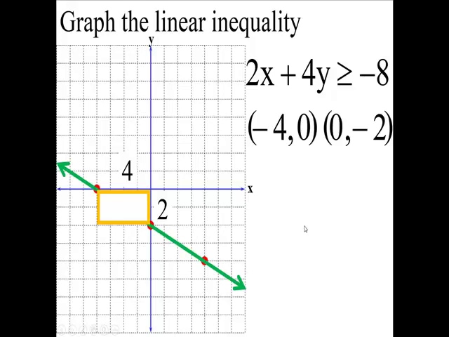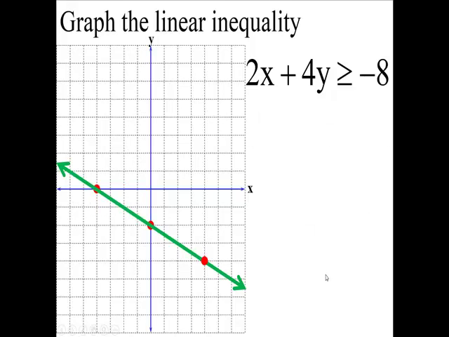Draw your line. Don't forget your slope is what? You're going up 2 and over 4 to the left, all right? And that's going to be 1/2, isn't it? -1/2 is the slope, all right? Anyway, this is my line, and you fill in the line because it's greater than or equal to.